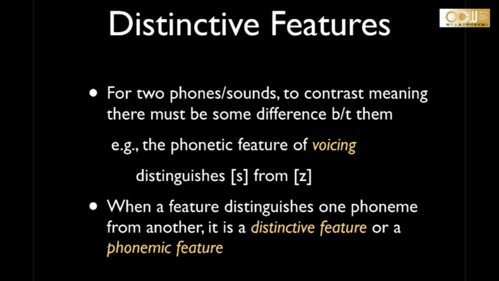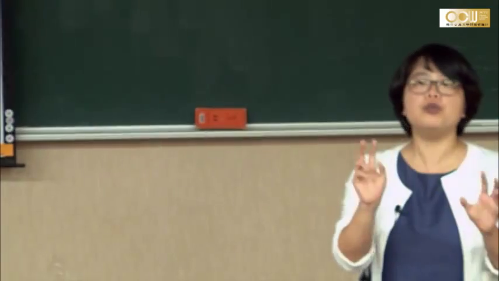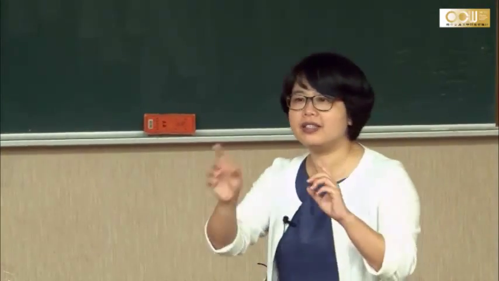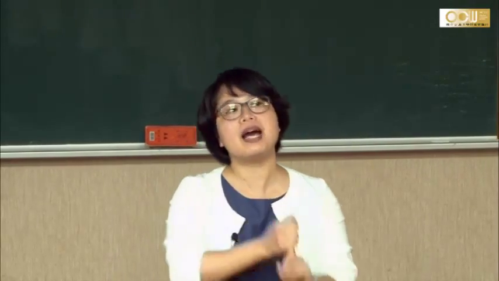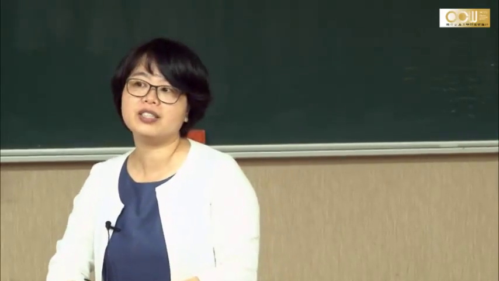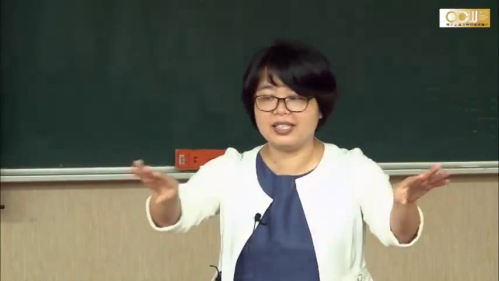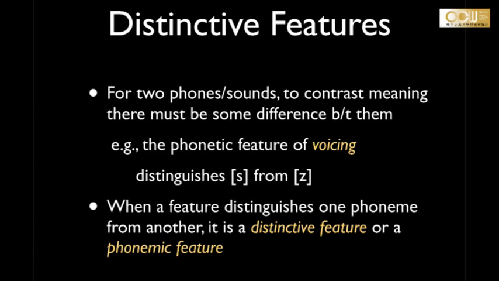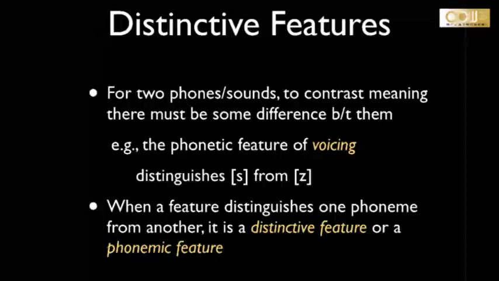It means that there must be some difference between them. And these are features. If you want to tell if two sounds are the same or different, there's bound to be something that's different between them. Either one of them is aspirated and the other one isn't, or one is voiced and the other is voiceless, or this one is bilabial, that one is alveolar. So there are some features that distinguish the sounds. So the difference between s and z is the feature of voicing.